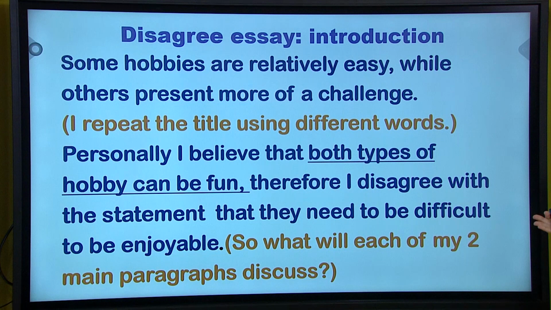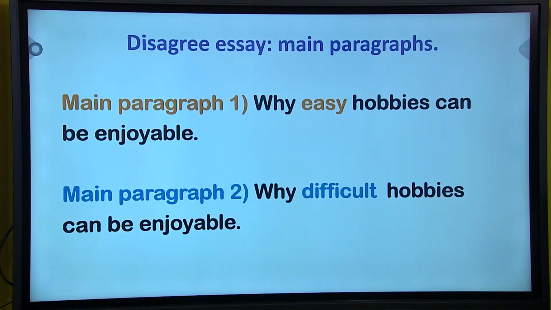Personally, I believe that both types of hobby can be fun. Therefore, I disagree with the statement that they need to be difficult to be enjoyable. So in this sentence, I have shown what my 2 main paragraphs will be about. They will be about easy hobbies being enjoyable and also difficult hobbies being enjoyable. So 2 paragraphs. Why easy hobbies can be enjoyable is main paragraph 1. Why difficult hobbies can be enjoyable is main paragraph 2. Okay?